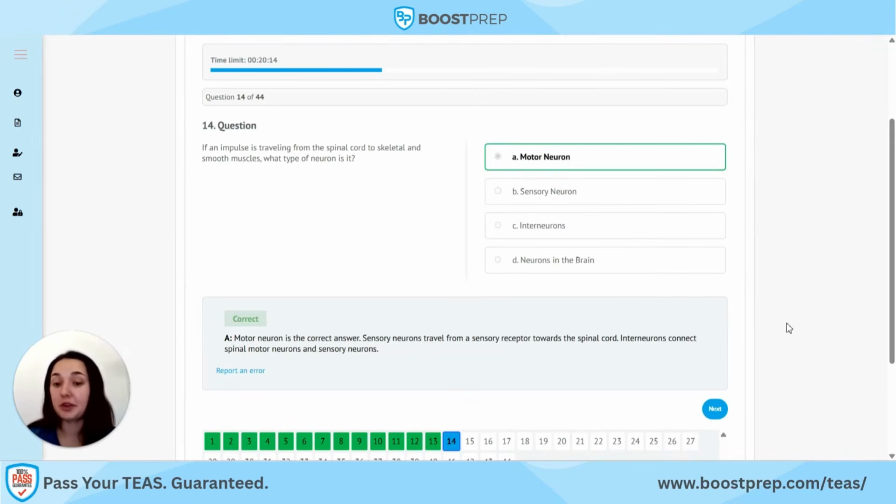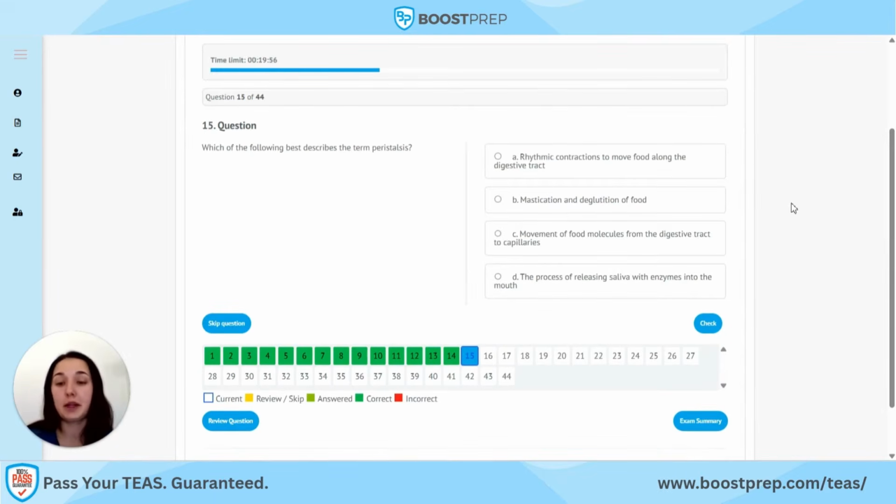The answer is A. Motor neuron. Sensory neurons travel from sensory receptors towards the spinal cord. Interneurons connect spinal motor neurons and sensory neurons. So motor neurons would be the ones traveling from the spinal cord to skeletal and smooth muscle.